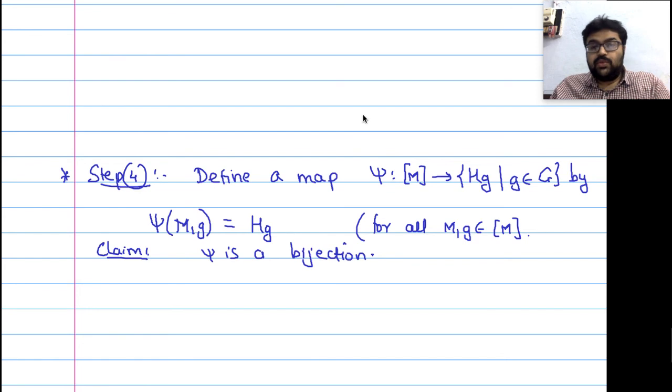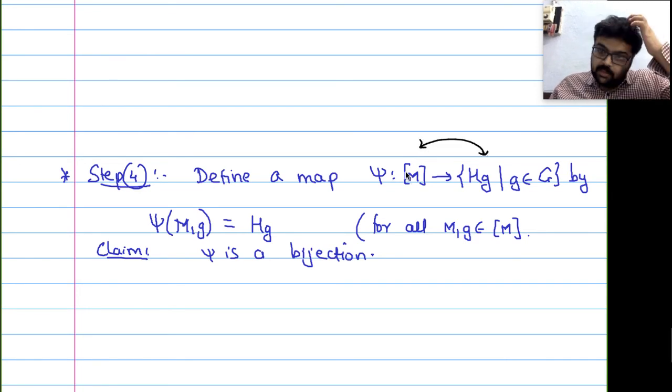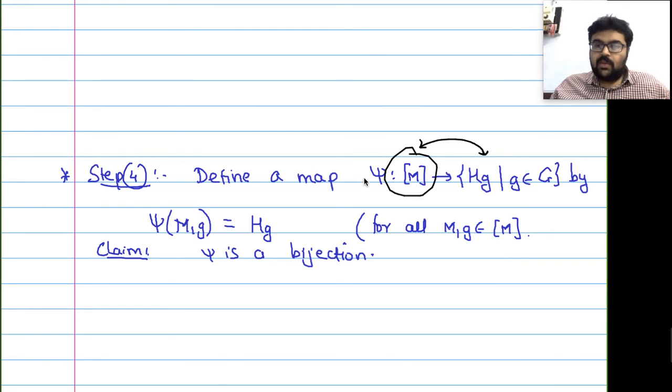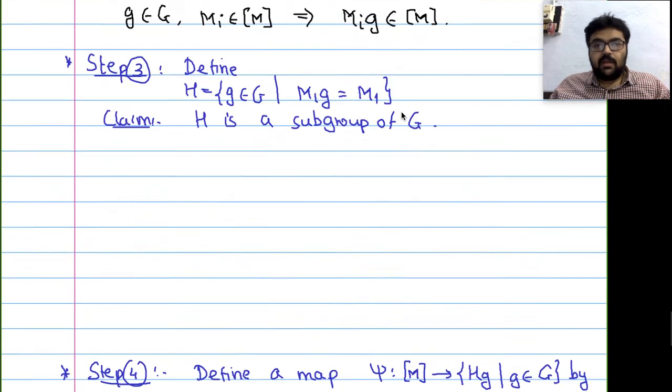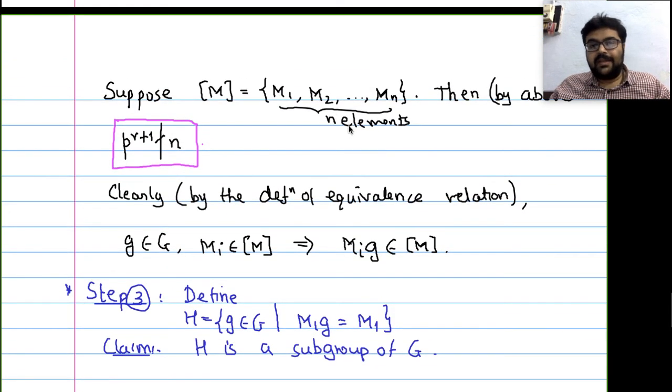So the conclusion we get is, if this is a bijection between two sets, both will have the same number of elements. So the number of elements in M is the same as the number of right cosets of H in G. This is nothing but the set of all right cosets. So how many elements are there in M? M we have fixed, right? Here, n elements were there.